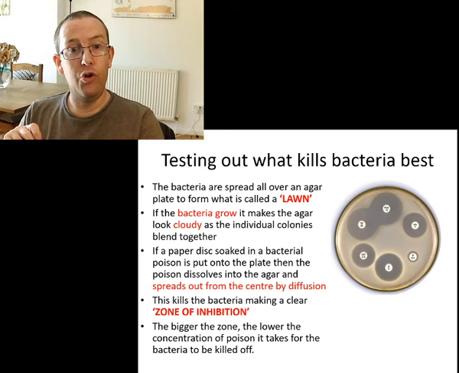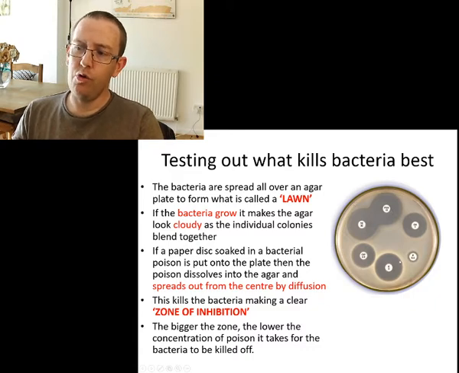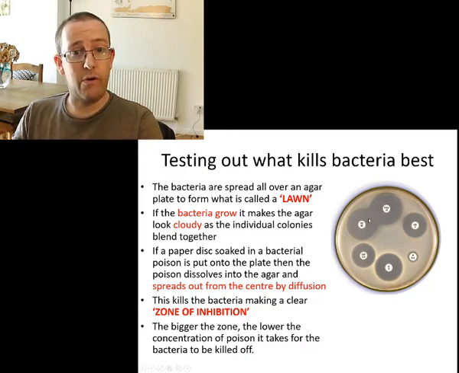called a bacterial lawn. If you left that alone, it would all grow and become cloudy here. So this cloudiness shows you where bacteria have grown. The clear areas here are where bacteria have not grown, where they've been killed.